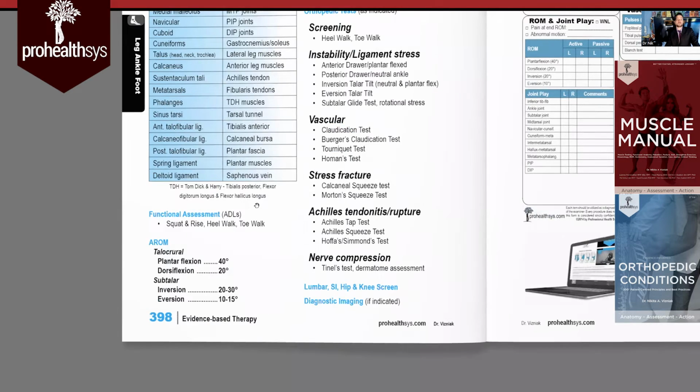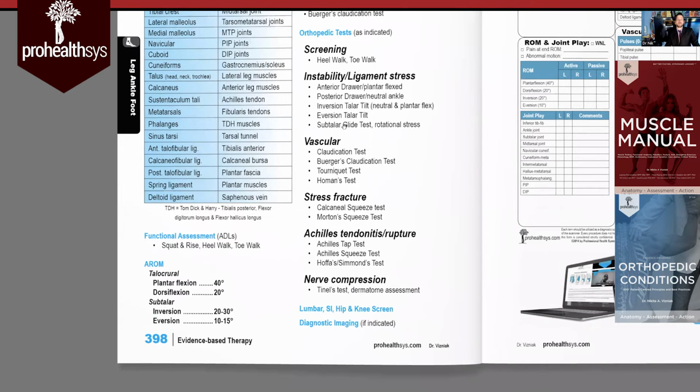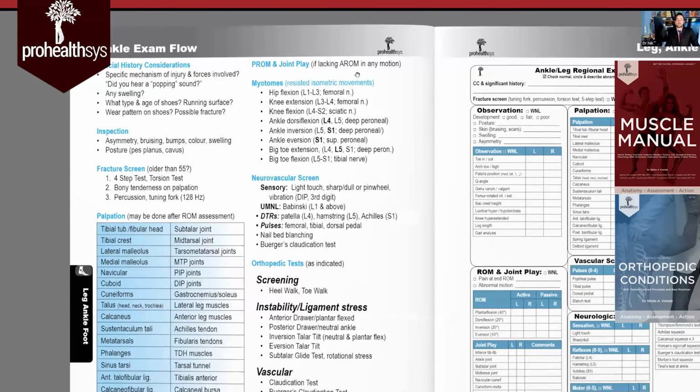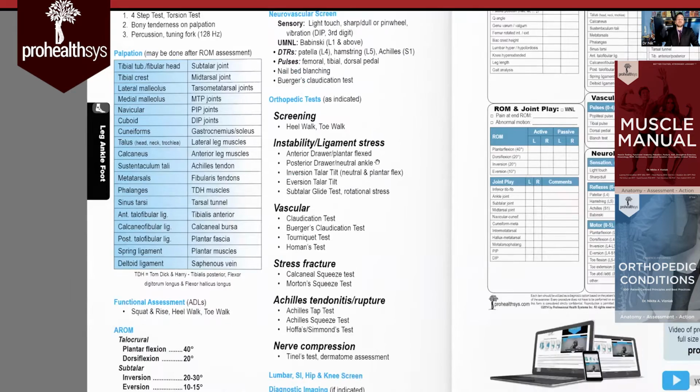And then you get into your functional assessment. I would suggest to you a squat and rise is a great functional assessment for the lower extremity. Then you're going to go into active range of motion. Then you can go into passive range of motion and joint play if it's required. Then you can go into myotome checks, neurovascular screens if needed, and then orthopedic tests listed by condition.